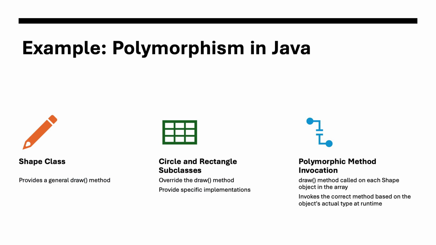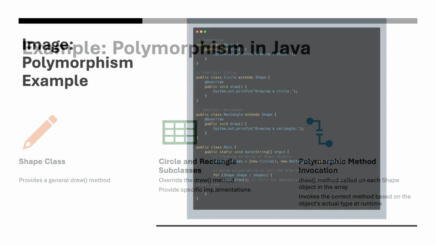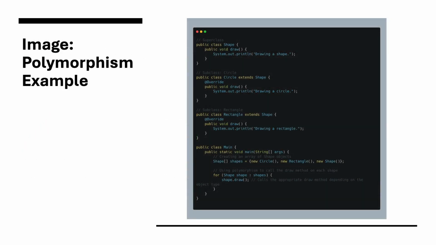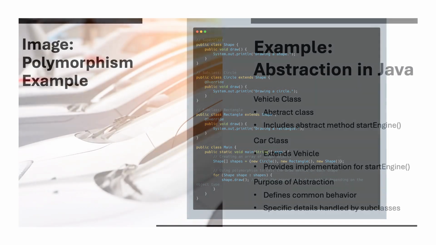Polymorphism in Java allows the draw method to be overridden in a subclass like circle and rectangle. The correct draw method is invoked at runtime based on the object's actual type. So here's our example code for polymorphism. We have a class called shape, and then we have two additional subclasses, circle and rectangle, each with their own implementation of the draw method. And they're both invoked from the main method that instantiates and calls these classes. So that's our example of polymorphism in Java.